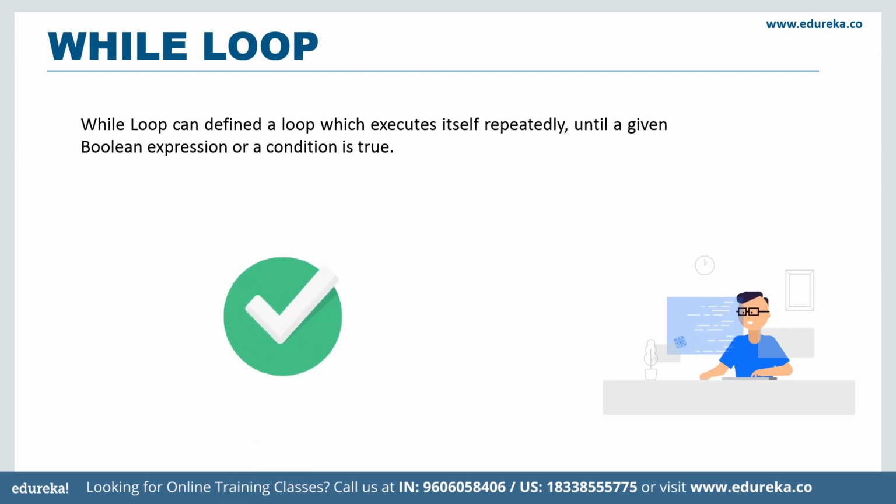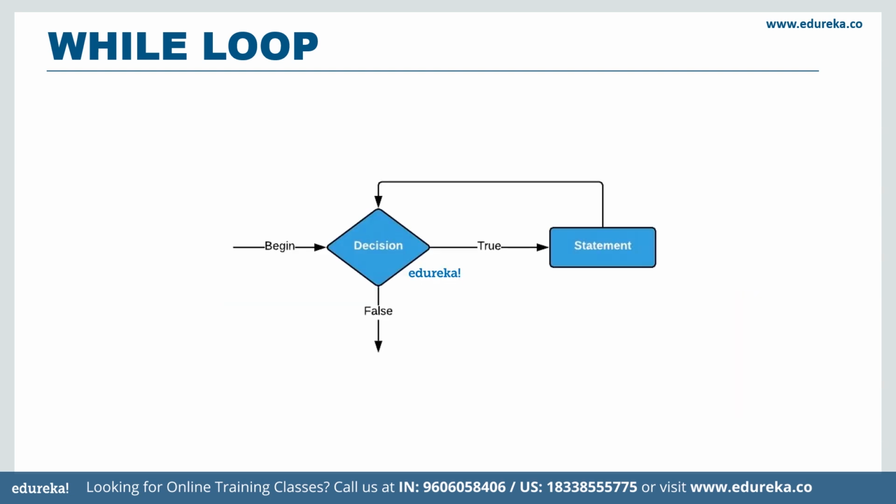Now let us understand this through a flow diagram. This particular flow diagram resembles the working of the while loop. Here the control begins at the condition statement. First, the condition is checked. If the condition is true, then the statements inside the while loop will be executed. Once the statements are executed, the control comes back to the condition again, and the condition is checked. If it is true, the statements will be executed again, else the control exits the loop.